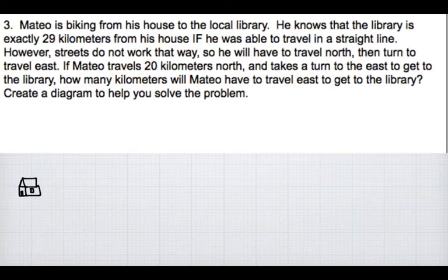Okay, so let's get a little compass rose going first. So I know that my directions work this way. This would be north. This would be south. This would be west. This would be east. Okay. So he's going to be traveling north, which means he's going upwards, right? So he's going to be going upwards 20 kilometers. So let me get a little diagram going. So he's traveling this way, 20 kilometers.